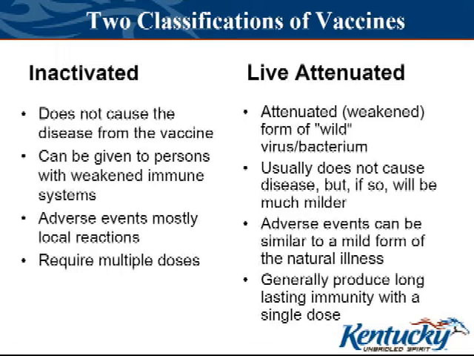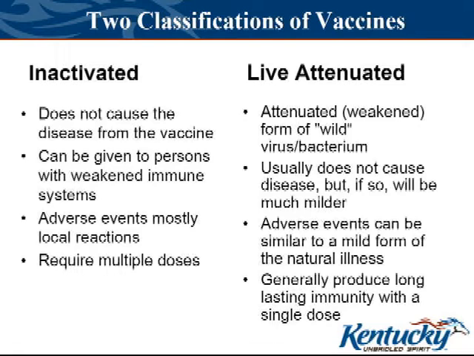And then there's live attenuated vaccines. These vaccines are produced as a weakened form of the wild virus or bacterium. These vaccines must replicate or grow in the body to produce immunity. And due to this ability to replicate, live vaccines should not be given to persons who are immunodeficient.